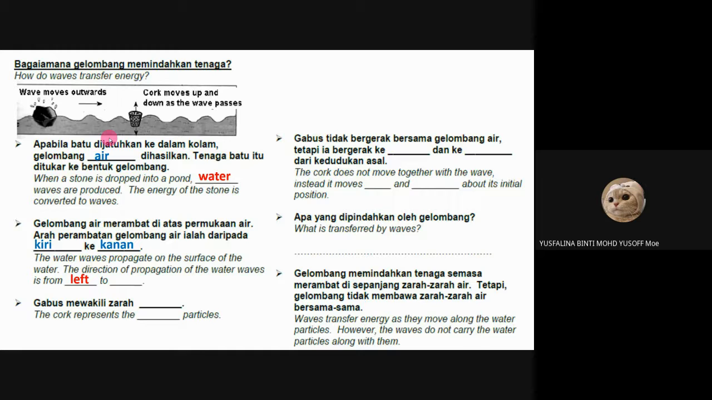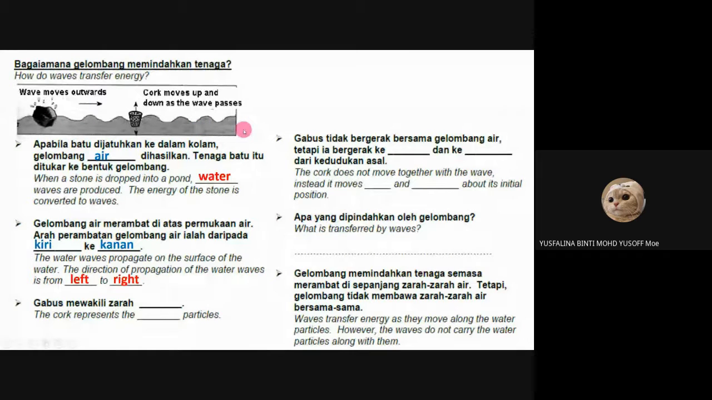The direction of the propagation of the water wave is from left to right. So it will move from here to here. If you drop the stone here, the water wave will move from left to right, up and down. So where does the energy come from? It actually comes from the stone. The energy from the stone is transferred to the wave, and then the wave will move up and down, from the left to the right.